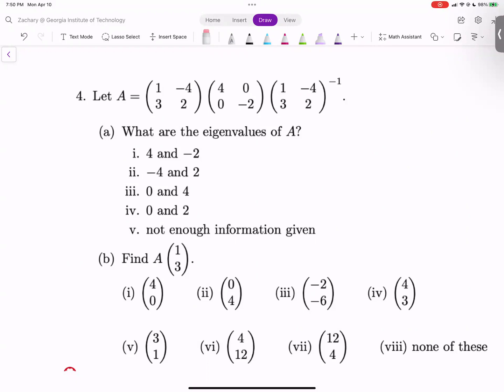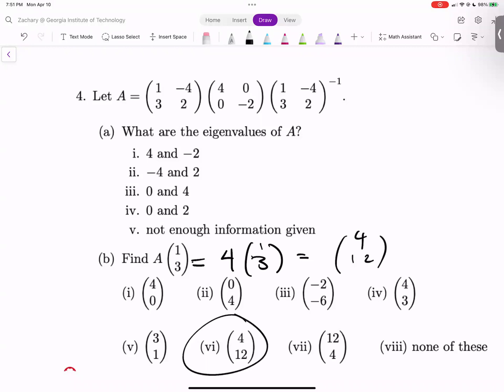What eigenvalue does 1, 3 correspond to? 4. Why? It's in the same column. Exactly. This is the first column. This is the first column. What does this vector correspond to? Which value? Yep. So if 1, 3 is an eigenvector, oh, that's not a 3, I got ahead of myself. We can rewrite this as 4 times 1, 3, right? Because it's just an eigenvector for lambda equals 4. So it gives me 4, 12. Does that make sense?